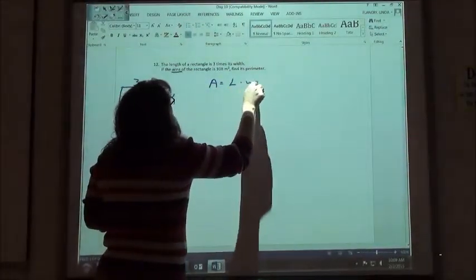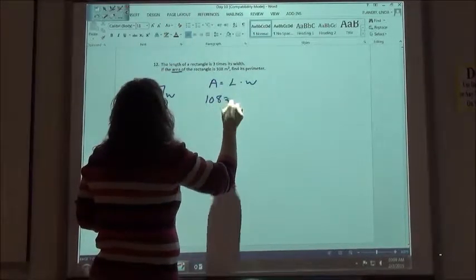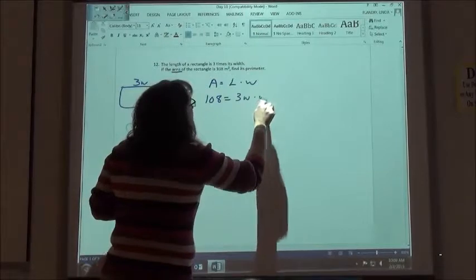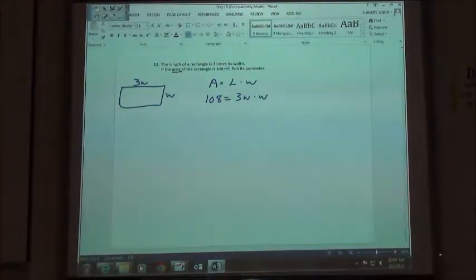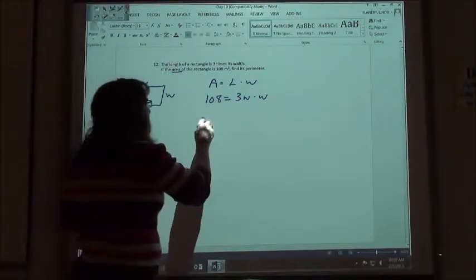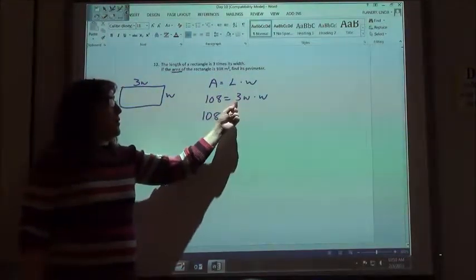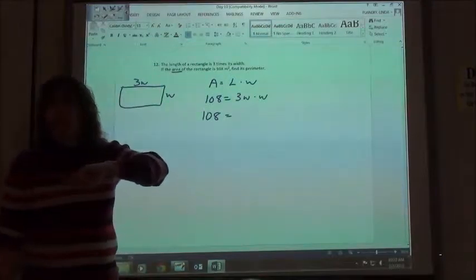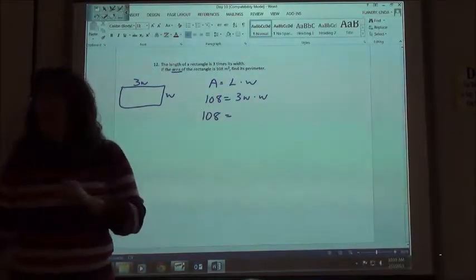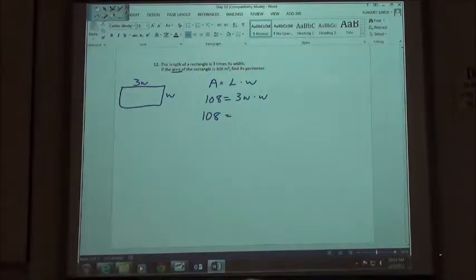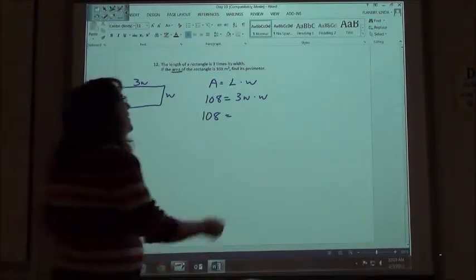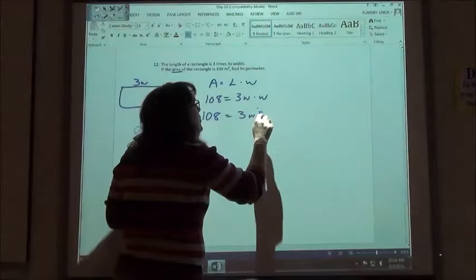Now we're starting with area. Area is length times width. So 108 is equal to my length, which is 3W, times my width, which is W. So 108 equals 3W times W. And a 3W times a 1W would be, 4W? Nope, that'd be adding them. Wait, what was it? 3W squared. A W times another W is a W squared, right? So 3W times W is 3W squared.